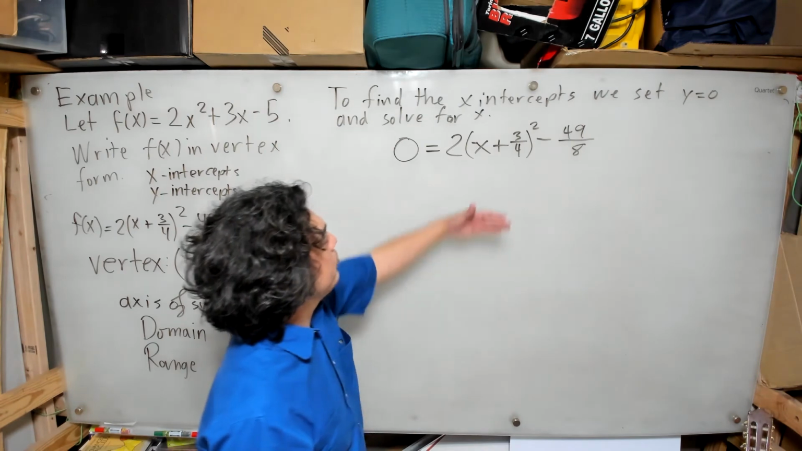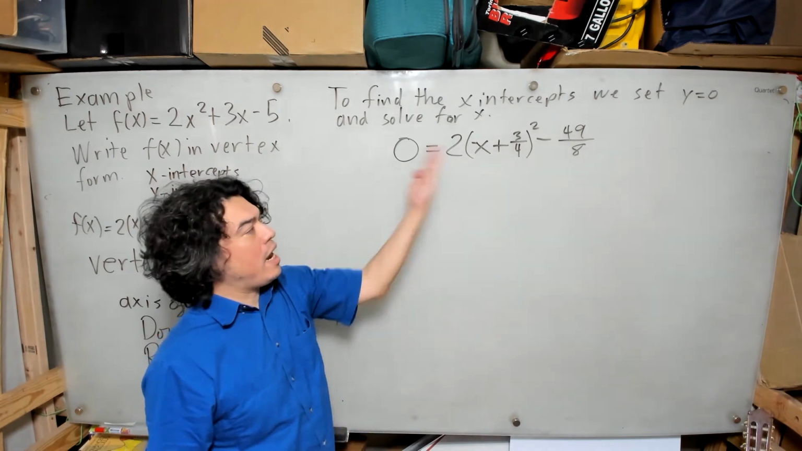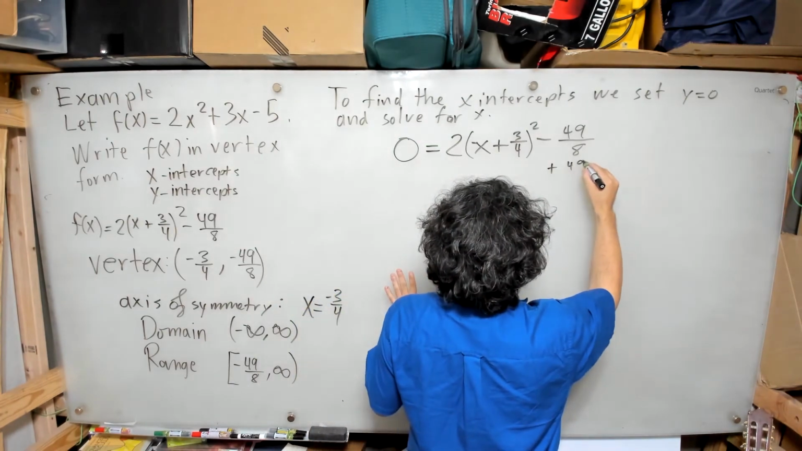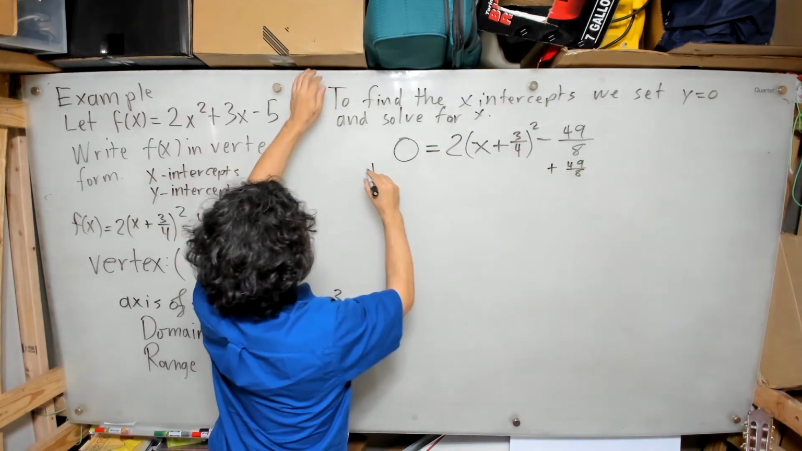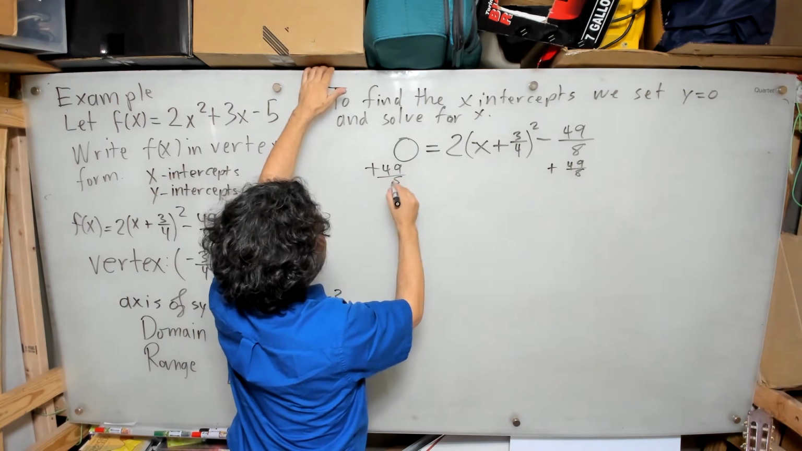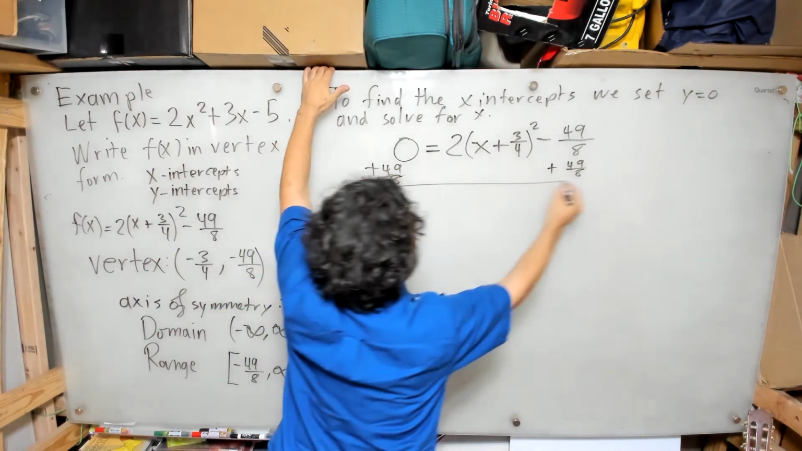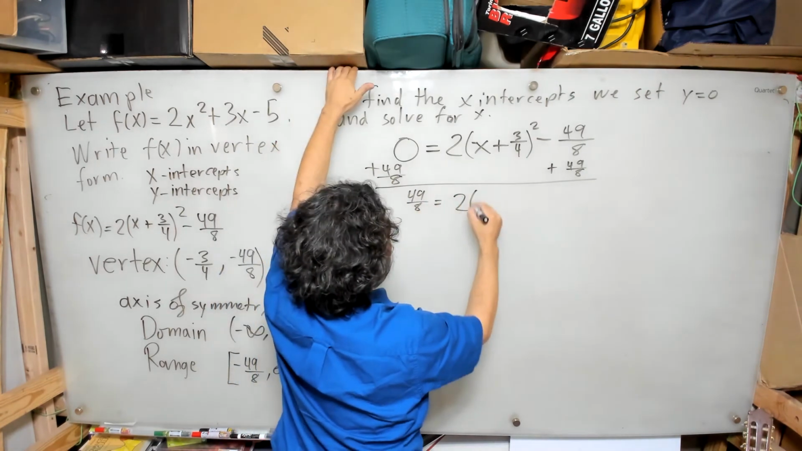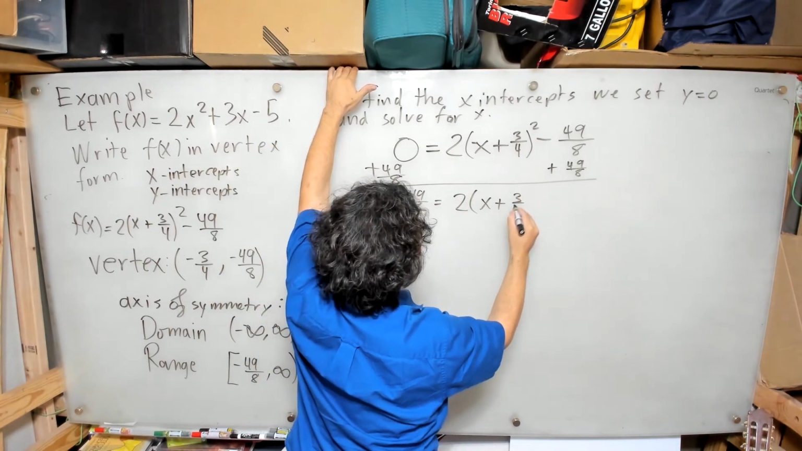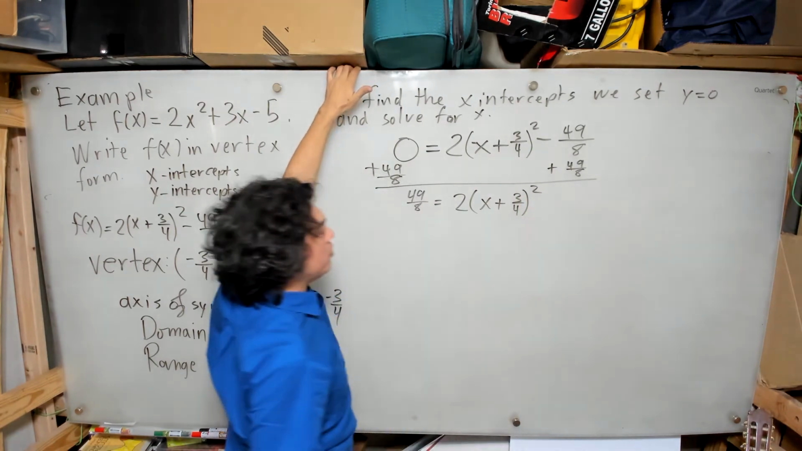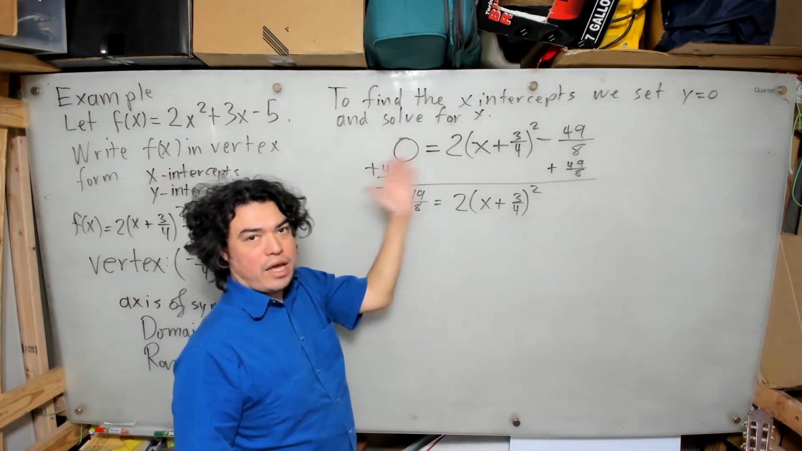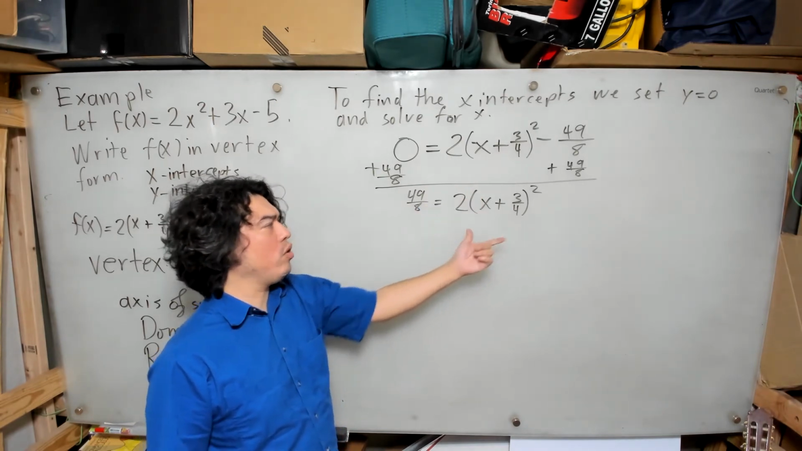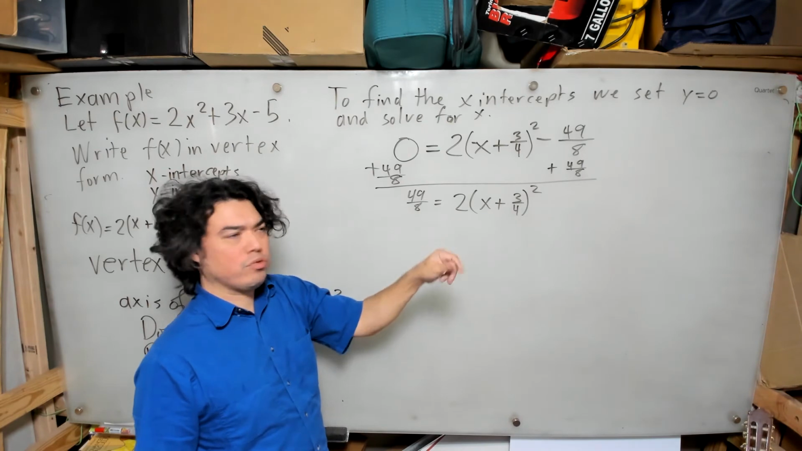So now I have this. I add the 49/8 to the other side, okay? I get 49/8 equals 2 times x plus 3/4 squared. My goal, again, whenever we have it in vertex form like this and I'm trying to find the x-intercept, is to get this square term by itself so I can then square root, right?